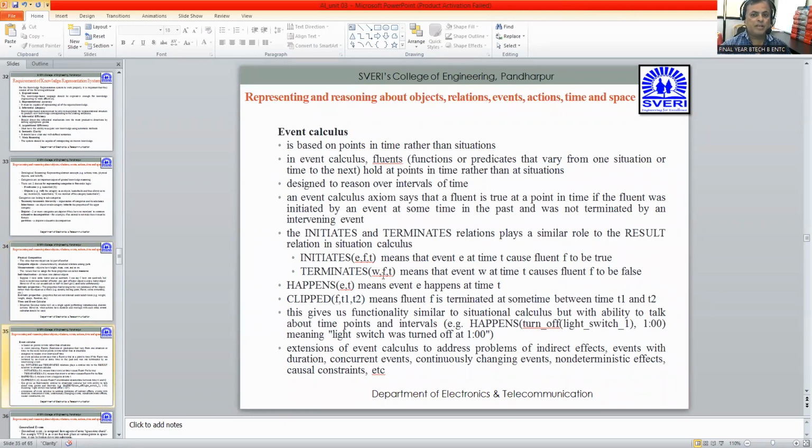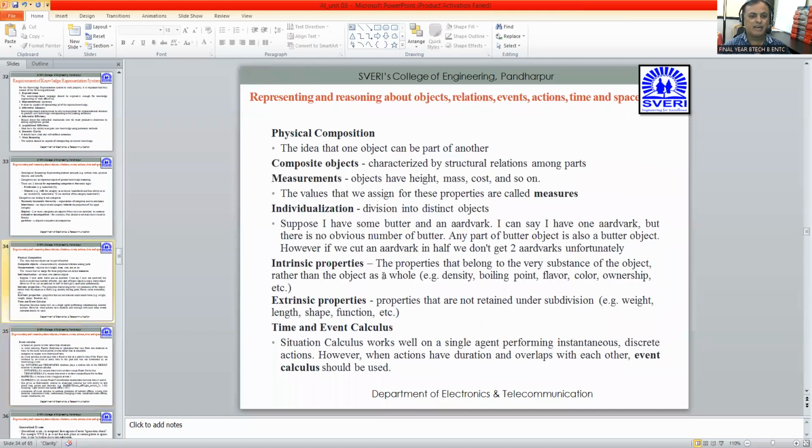Now we'll go a little bit in depth about event calculus and situation calculus, because they are very important points, and each is important individually. So let us go a little bit into event calculus. What I said about event calculus was that actions have durations and they overlap with each other.